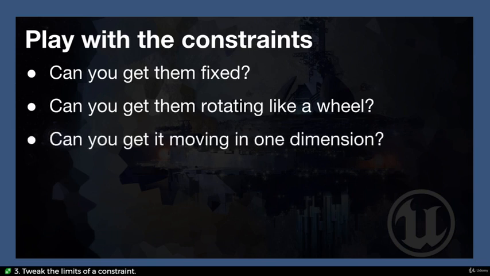And finally, can you get it moving in one direction, not rotating at all, but moving in one direction, sort of like a spring? The wheel goes up and down in the spring's direction, but not moving left or right or forwards and backwards, only up and down. Can you get these three constraint setups? Pause the video and have a go.